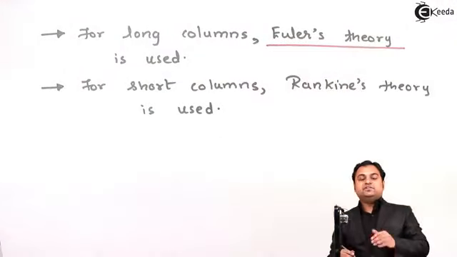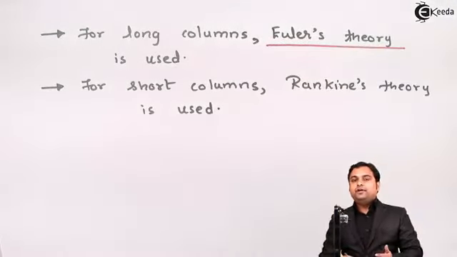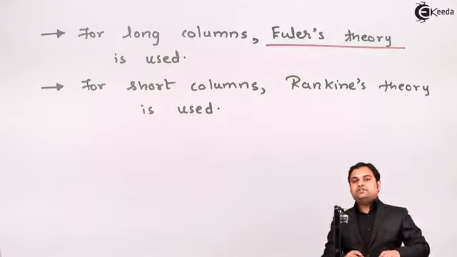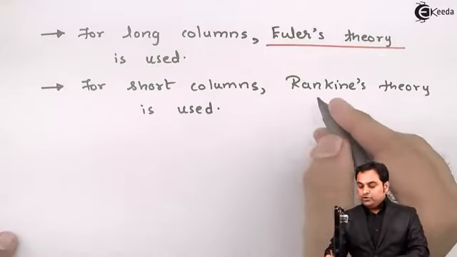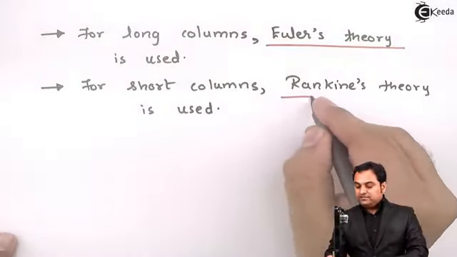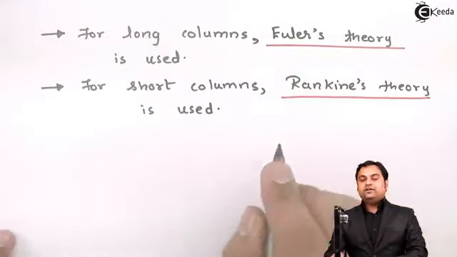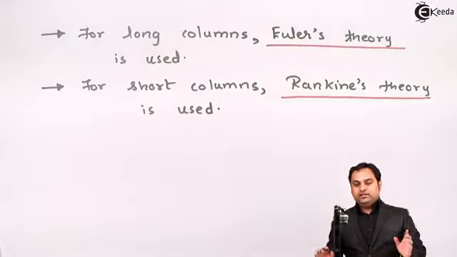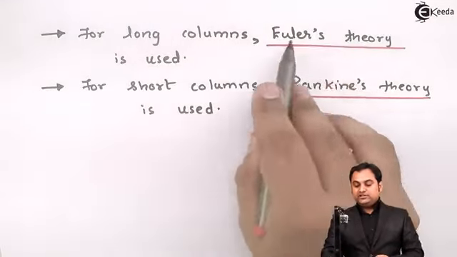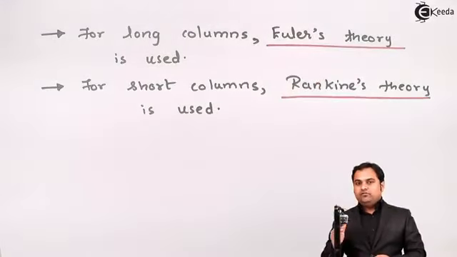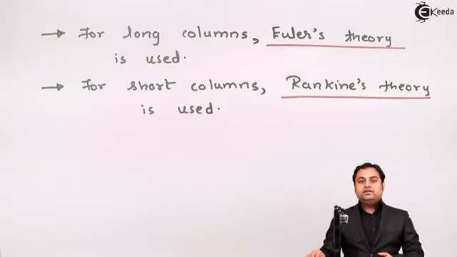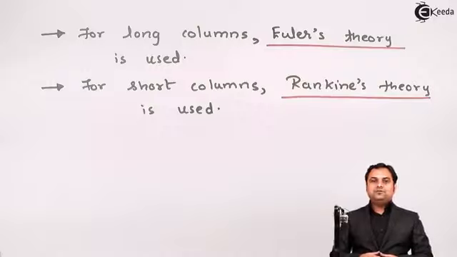because Euler gave us the formula regarding long columns and he considered only the bending of the column, whereas Rankine considered even the compression effect, that is even for short columns. So this theory, which is Rankine's, is used for short as well as medium and long columns. So this theory is applicable to all types of columns, whereas Euler's theory is applicable only for long columns. So in this video we have seen the concept regarding columns and struts.